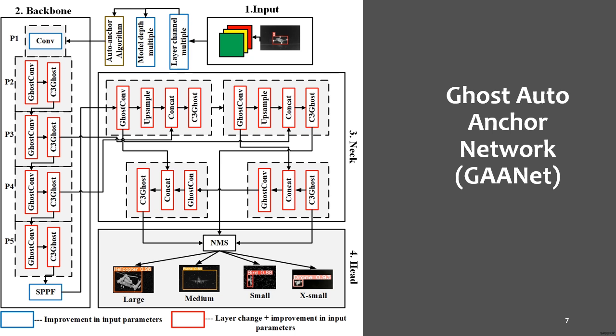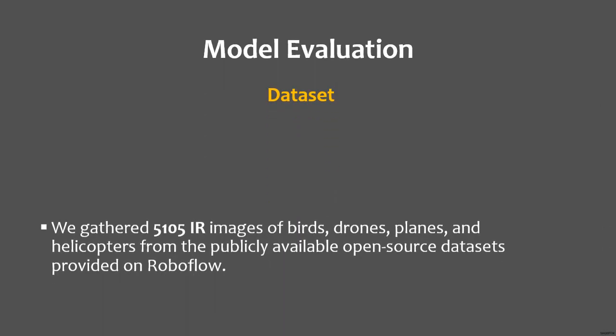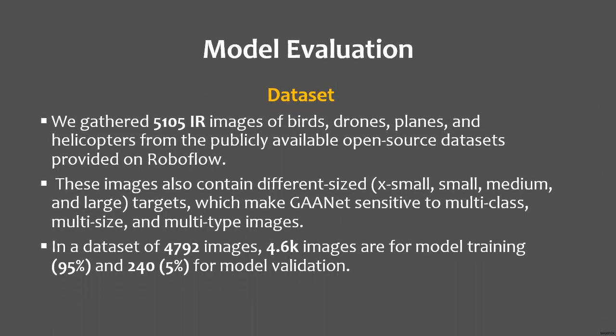The GhostNet box determines the locations of the bounding boxes (X, Y, height, and width), scores, and object classes to produce an output image with a bounding box around the identified item and its confidence score. Model evaluation dataset. Here we propose GhostNet to successfully extract features from collected IR data in low or no light conditions at night. To train the proposed GhostNet architecture, we gathered around 5105 IR images of birds, drones, planes, and helicopters from the publicly available open source datasets provided on RoboFlow.